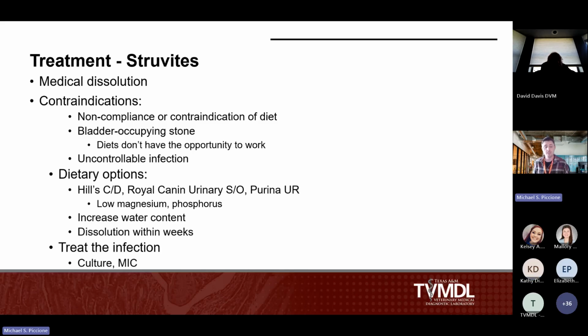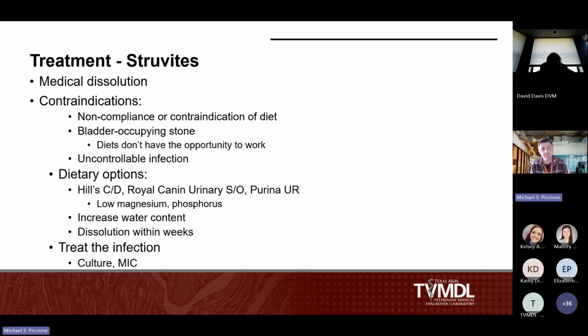Not to be forgotten, all of these patients should have increased water content. How you do that is up to you. Maybe you're going to give wet food for this particular patient. Many of these diets offer a wet food version. Maybe you're adding water to their kibble. Maybe you're doing a water fountain. Whatever it takes to encourage them to drink, within reason, of course, should be considered.